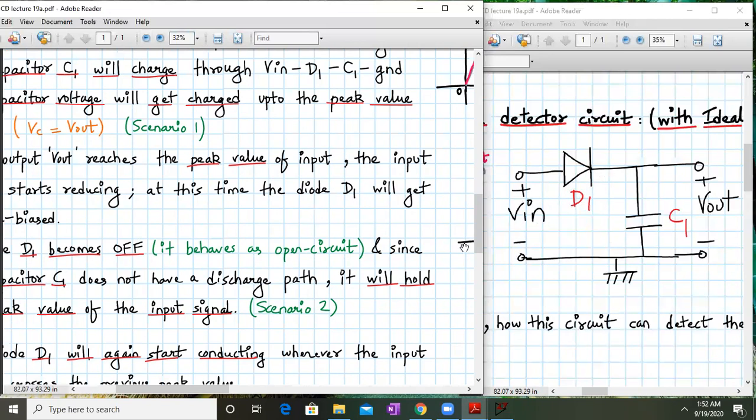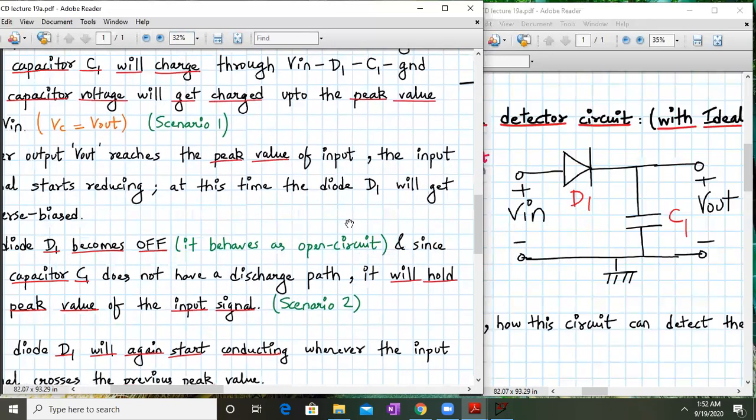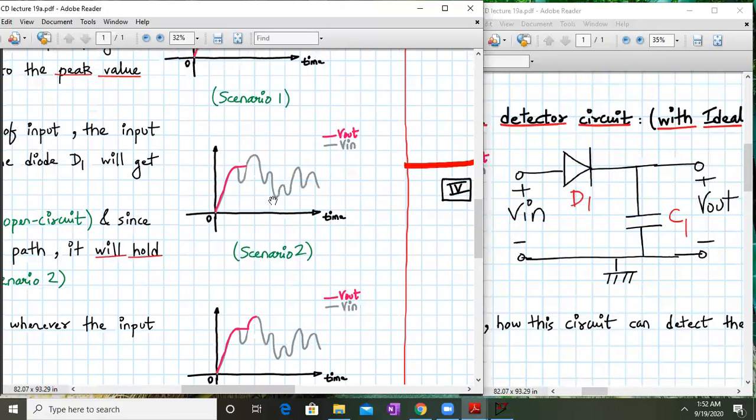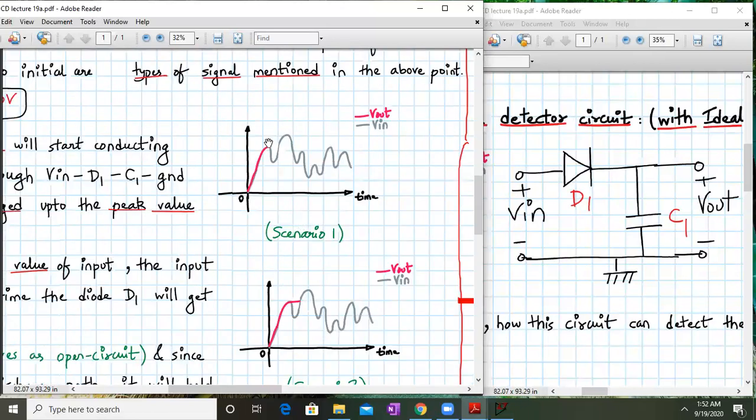So this will make the diode D1 reverse biased. Okay, because right now, what is the situation? The situation is Vin has reached the peak. The output has also reached the peak, right? Let's say the peak value is 5 volts and my input is also at 5 volts. Now suddenly, my input has gone down from 5 to 4.9.